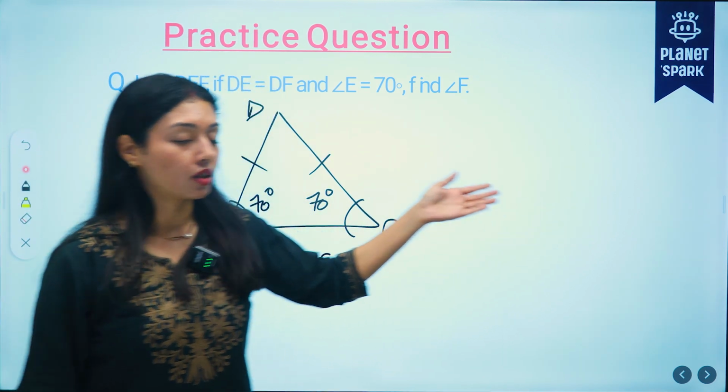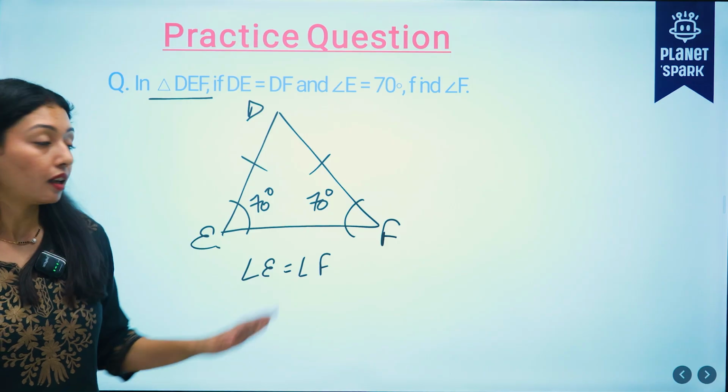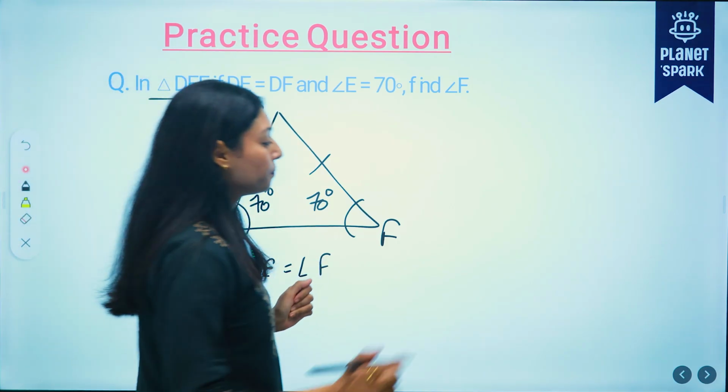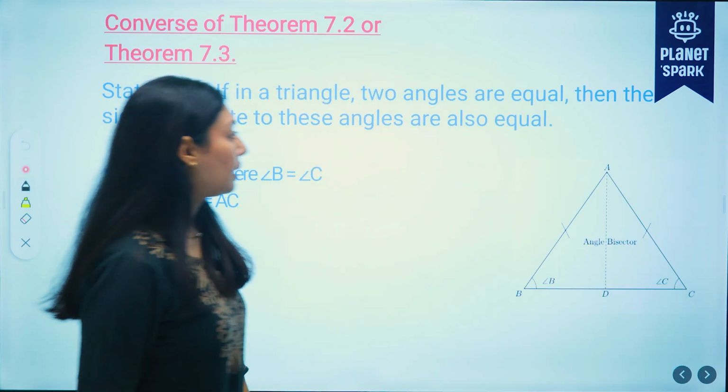Just write it properly. From this theorem, just mention it in the reason. No need to write the proof again, doing the construction and proving it again. Directly from the theorem, we can write it. Next theorem, everybody. Next property.